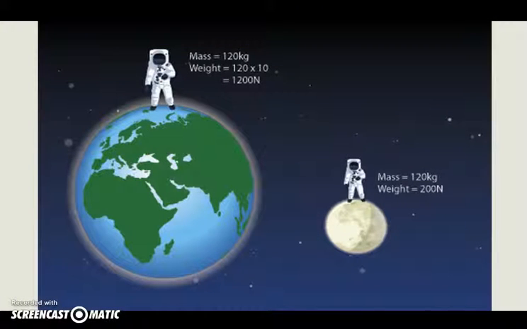So for example, if we talk about mass versus weight, the astronaut has a mass of 120 kilograms. Well, on the Earth, his weight would be 1,200 newtons. Whereas if he went to the moon, his weight would change because the force of gravity is different on the moon than here on Earth. Okay, mass stays the same, but weight will change based on the gravitational force affecting you.